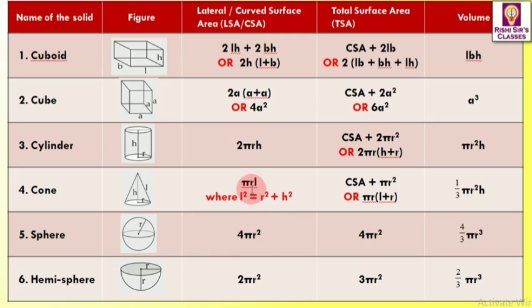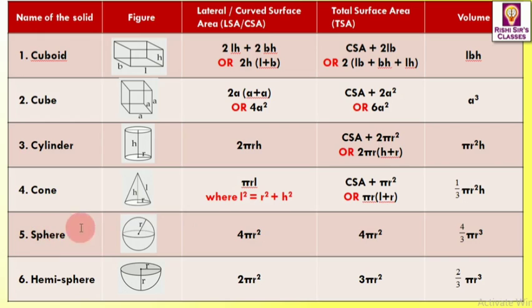So CSA is pi r L, where L square is equal to r square plus h square. TSA is CSA plus pi r square, that is CSA plus base area, and volume is 1/3 of the volume of cylinder, that is 1/3 pi r square h.